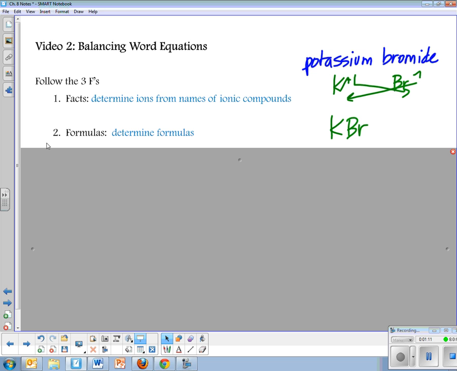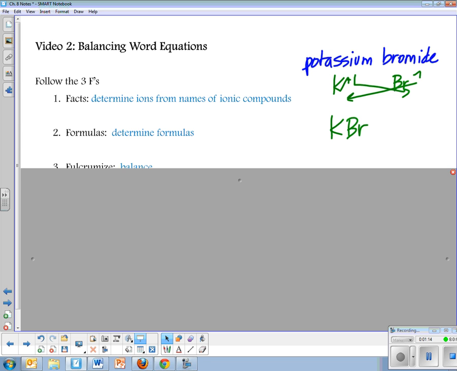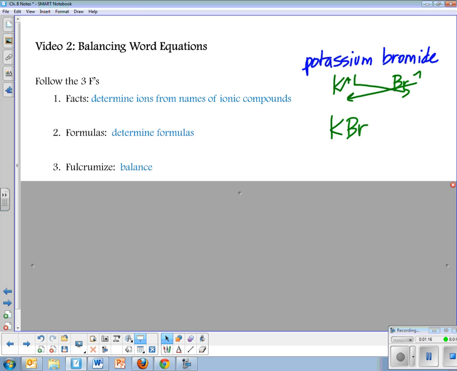Once you get all the formulas, then you do what we did in the previous video, which would be to balance. So I call this fulcrumizing. If you remember, back in 9th grade science, we talked about levers, and the fulcrum is the point the lever balances on, like a teeter-totter balances on that middle piece. It's called the fulcrum. So you got to get the facts, so that'd be writing the ions, determine their formulas, and then balance it, so fulcrumize it.